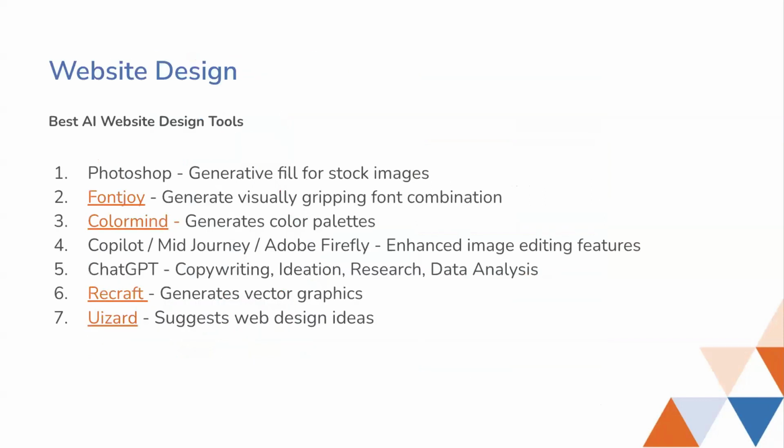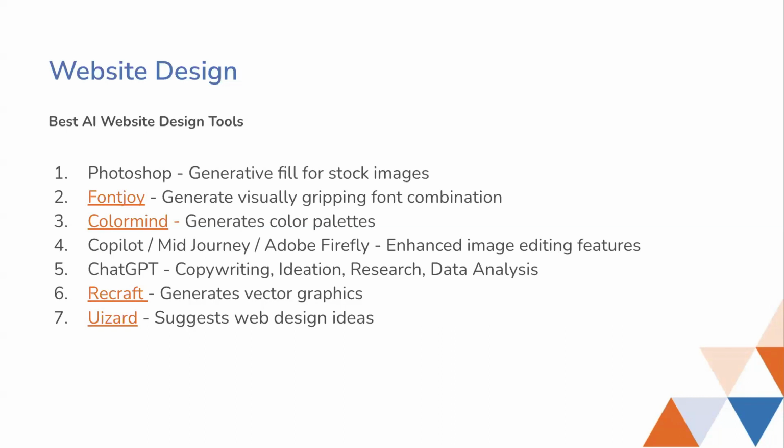In this entire webinar, I'm going to cover some of these tools. I will start with Photoshop. In Photoshop, I will show you how generative fill works on stock images. The next tool is Font Joy, which is a font pairing tool. It will provide you possible font pairings, which will be a visually gripping font combination. The next one is Color Mind. In Color Mind, we can generate color palettes by submitting an image to it. All these tools I will be covering in a short time. I will just brief you on what they are and take them one at a time.